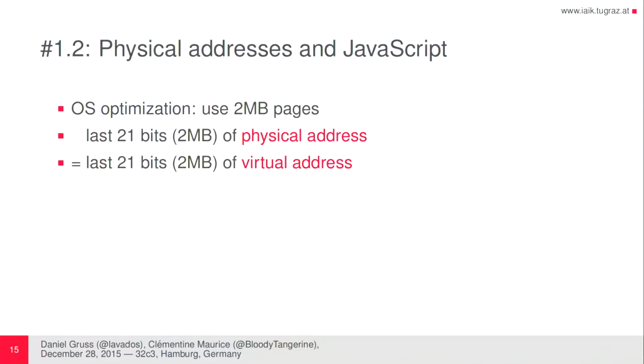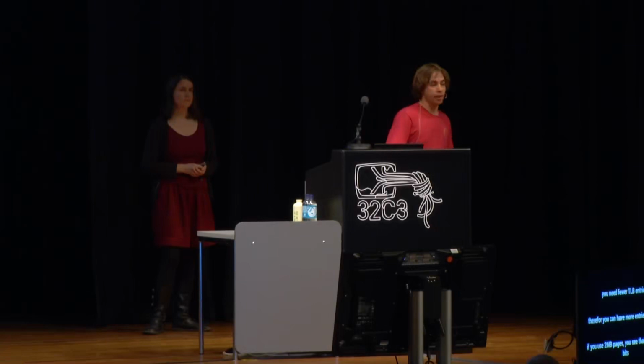So the operating system always wants to optimize everything. And one optimization is to use 2 megabyte pages. And 2 megabyte pages are more efficient because you need fewer TLB entries, and therefore you can have more entries in the TLB to translate virtual addresses. And if you use 2 megabyte pages, you see that the last 21 bits, so that's 2 megabytes, of the physical address and the virtual address are identical.